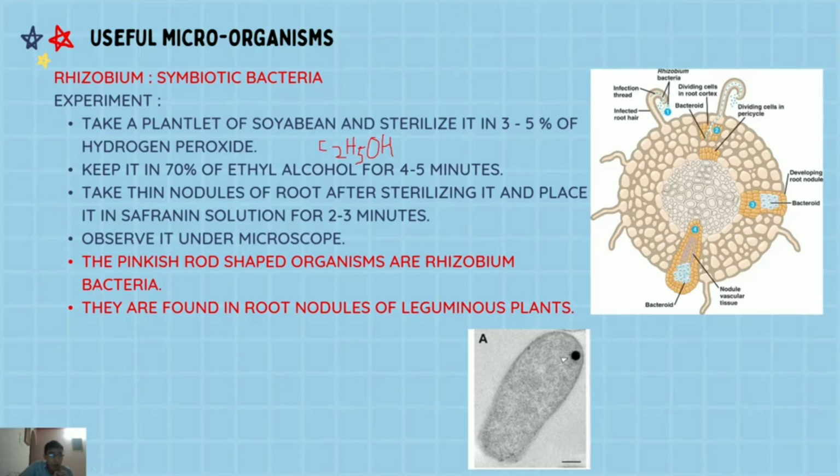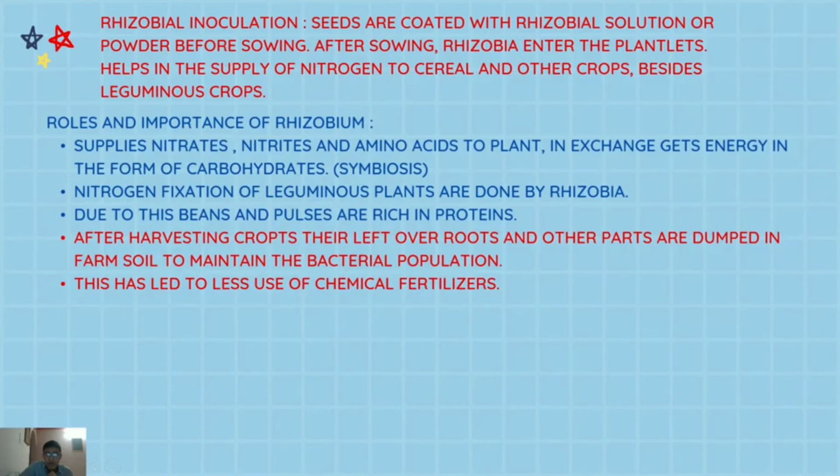Now let's see the roles and importance of these bacteria. What are the roles and importance of Rhizobium? They are very useful in the supply of nitrates, nitrites and amino acids to the plant.